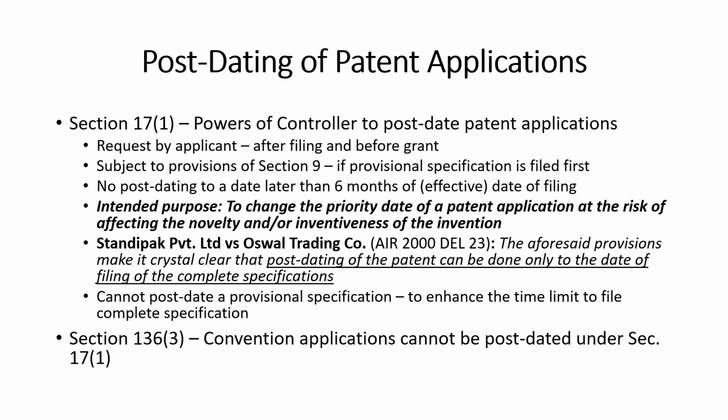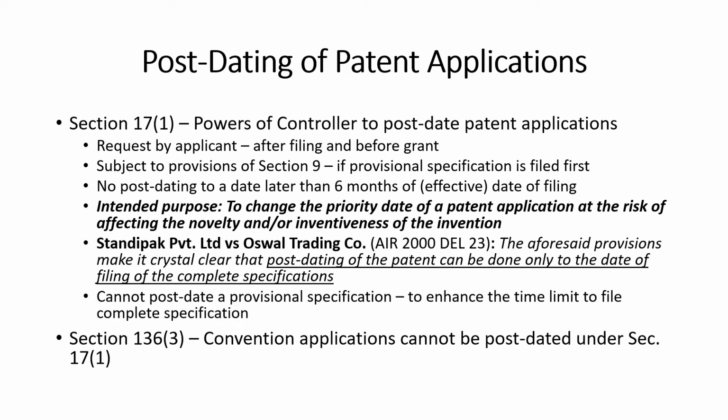Now the date of filing of the complete specification here refers to the effective date of filing of the complete specification. So when you file a provisional specification and follow it up with the complete specification within the 12-month period, the effective date of filing of the complete specification is the date of filing of the provisional specification. So that becomes the effective date. So the overall effect of this is that you can change the effective filing date, or as we refer to it as the priority date of your ordinary application, by a maximum period of 6 months.